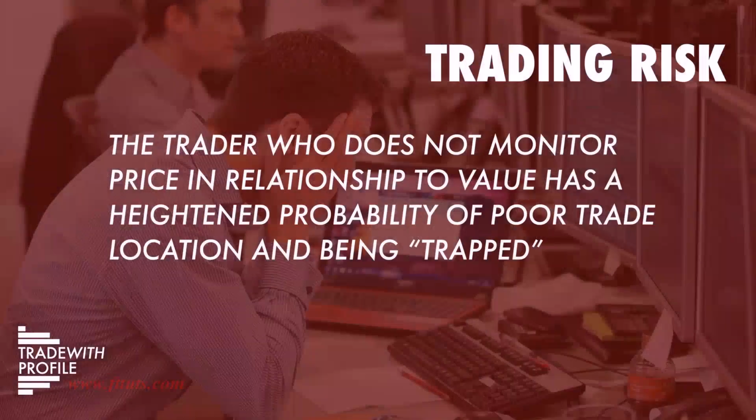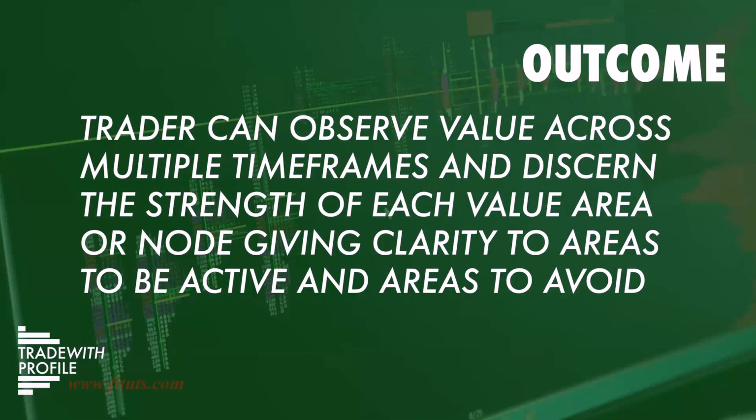If you're a trader who doesn't monitor price in relationship to value, which we'll define in a second, you have a heightened probability of poor trade location and being trapped. And that's something we want to avoid. So at the end of this module, the outcome is that you're going to be able to observe value across multiple time frames and discern the strength of each value area or node, giving clarity to areas to be active and areas to avoid, based on your chosen way to express that relationship.